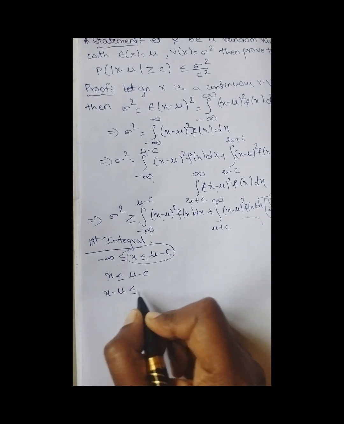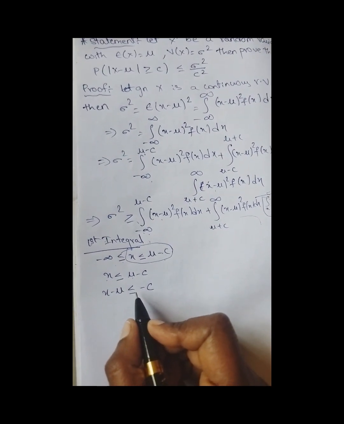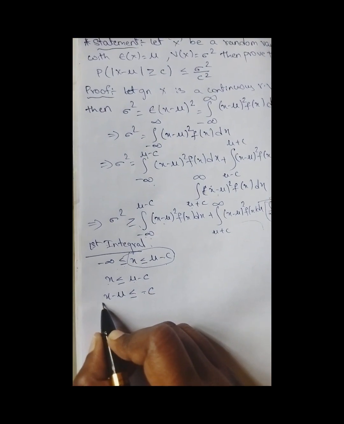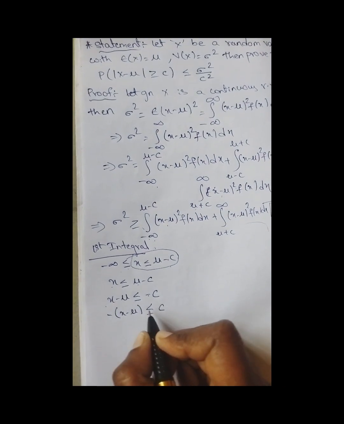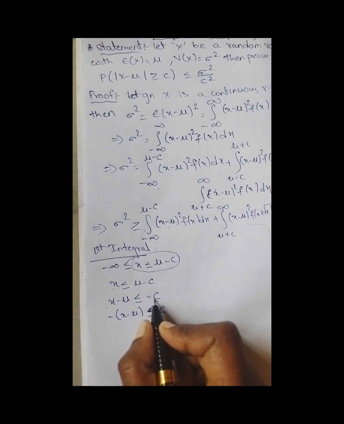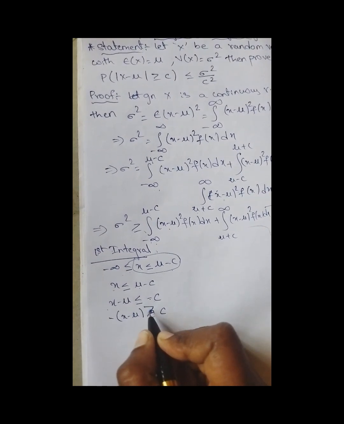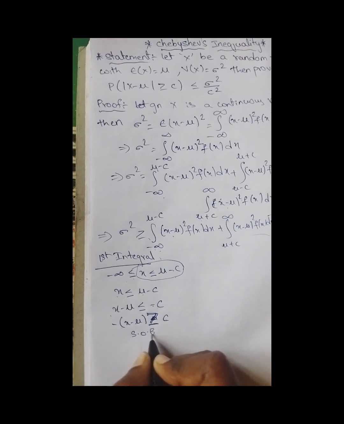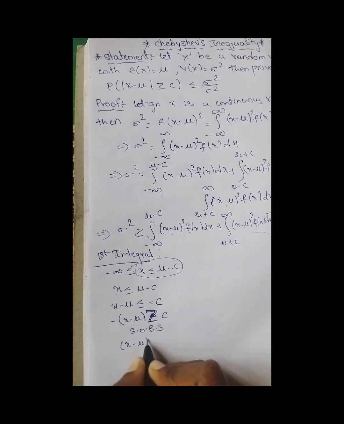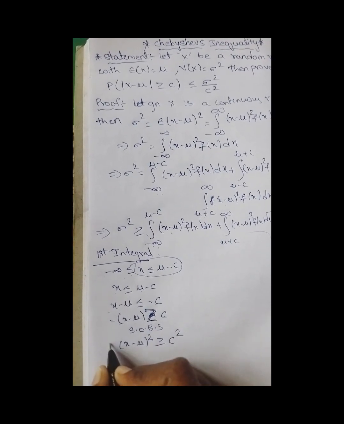X minus mu less than or equal to minus c. Now, I want to shift this minus also to the left hand side. So it becomes minus x minus mu less than or equal to positive. Here, if you send this minus along, the sign also changes. Now it becomes greater than or equal to c. Now, squaring on both sides, this becomes x minus mu whole square greater than or equal to c square.